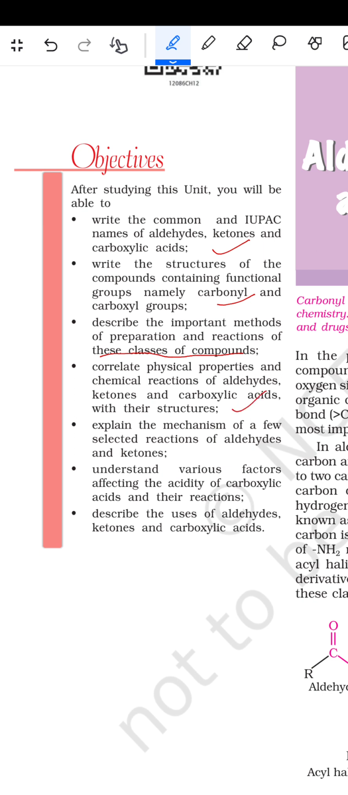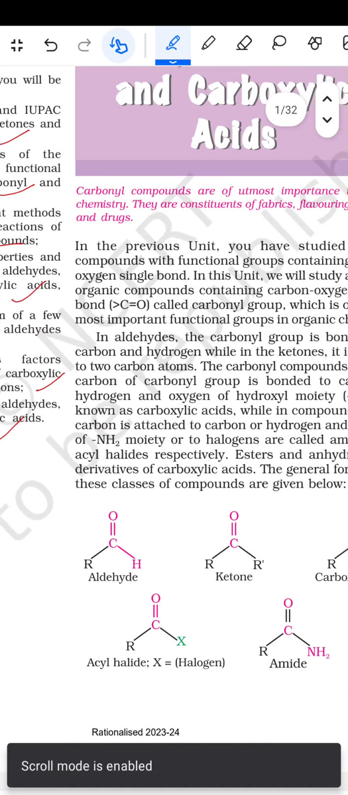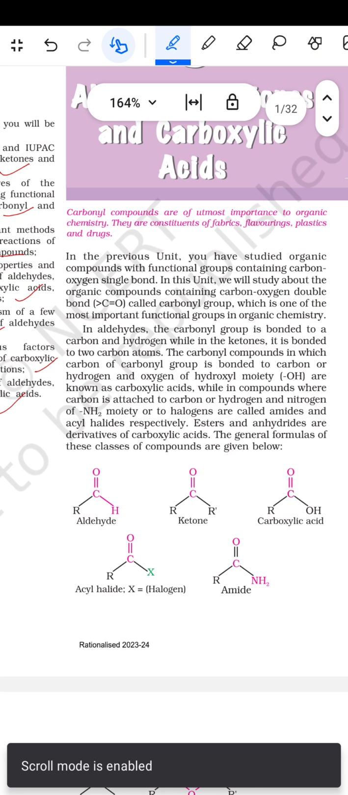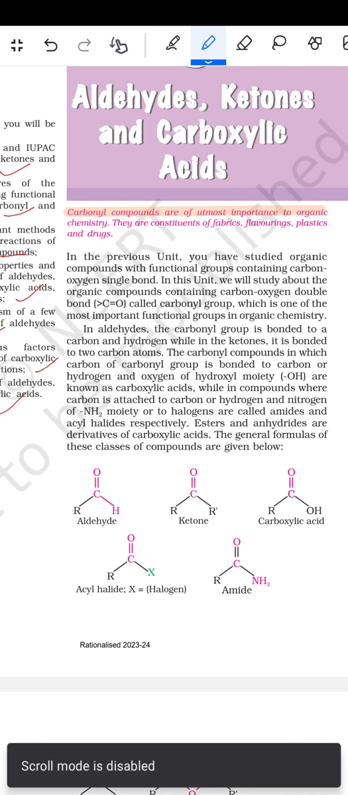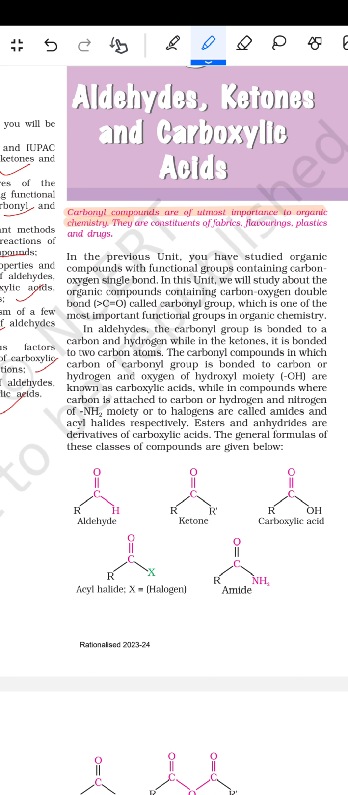the carboxylic acids with their structure, explain the mechanism of a few selected reactions of the aldehydes and the ketones, understand the various factors affecting the acidity of the carboxylic acids and their reactions, describe the use of the aldehydes, ketones and the carboxylic acids. So after this, it is given: carbonyl compounds are of utmost importance to organic chemistry. They are constituents of the fabrics, flavorings, plastics and the drugs.